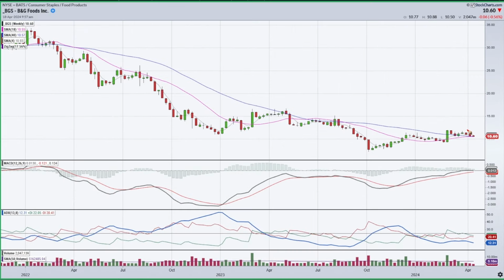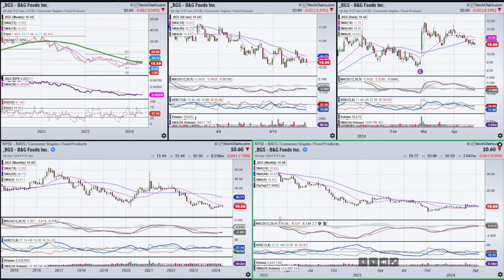You see how we got one green bar, but we didn't get any real strength, and the MACD isn't even above the zero line. So we need more strength here, and what that'll do is get this above the 18-month line, and the MACD will get through the zero line on the weekly, and we'll get better strength in the momentum. Then we could look to play the next pullback.